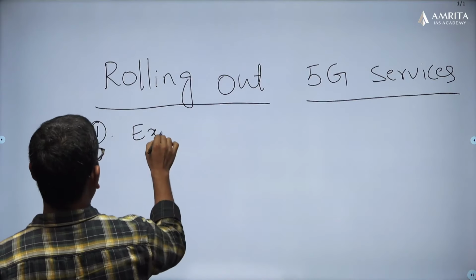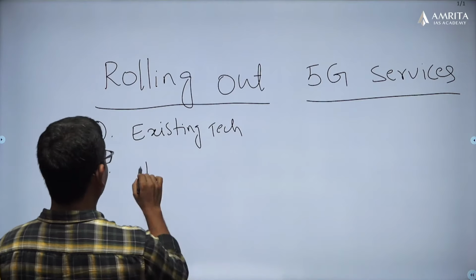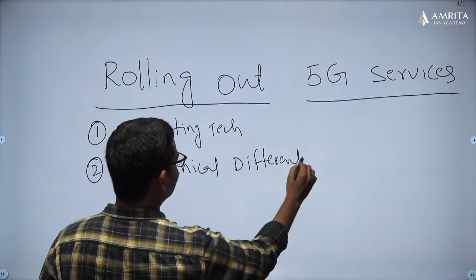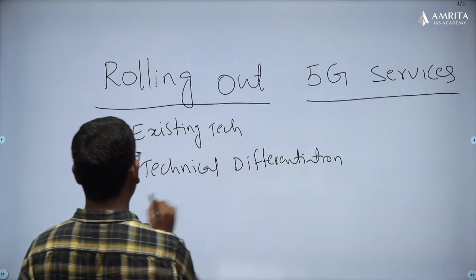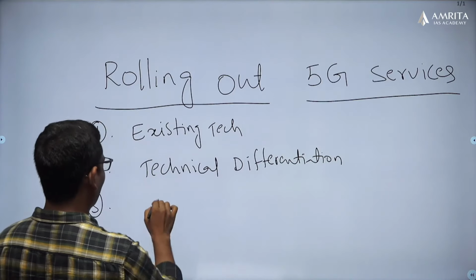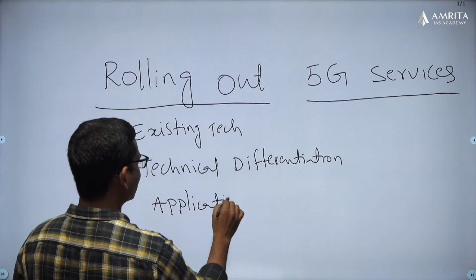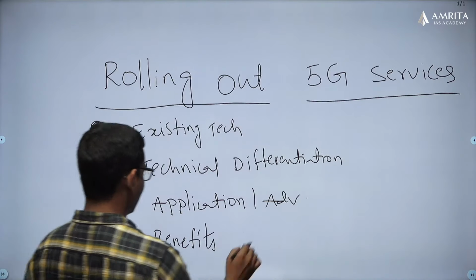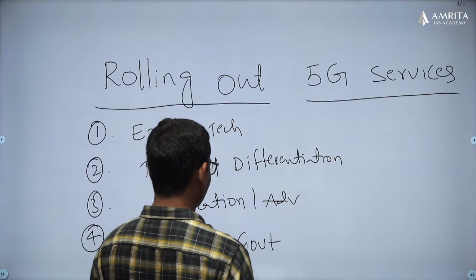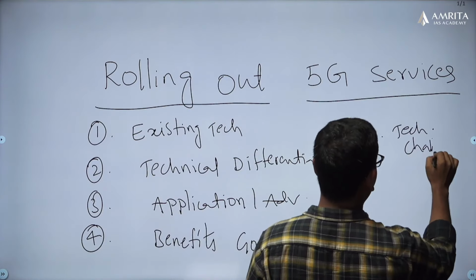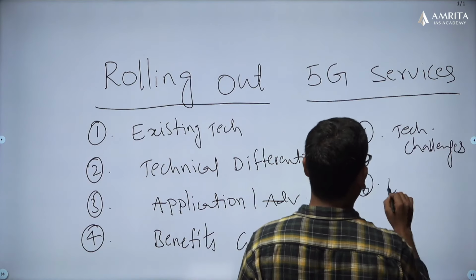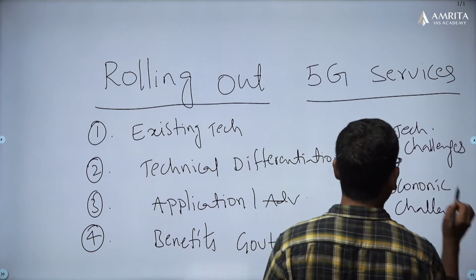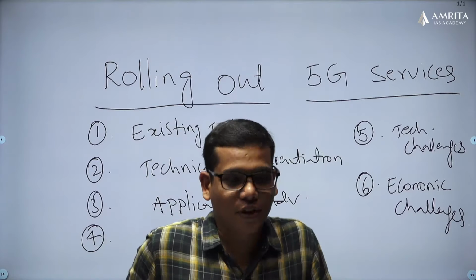First one, existing technologies. Second one is technical differentiation, that means technologically how 5G is different from 4G and 3G. Third, the applications or advantages. Fourth one is the benefits that the government is providing under this auction. Then technological challenges in launching this 5G, and economic challenges in launching these 5G services. Okay, so these are the things that I am going to cover in this video.